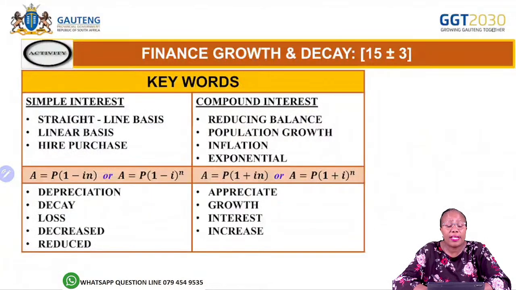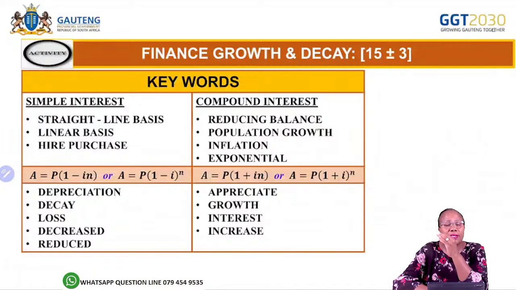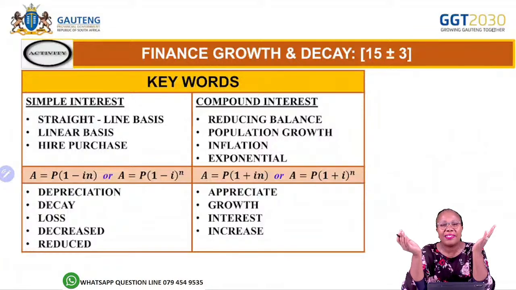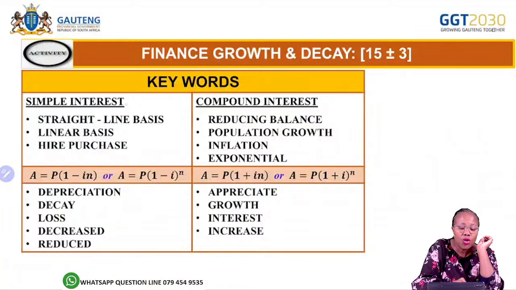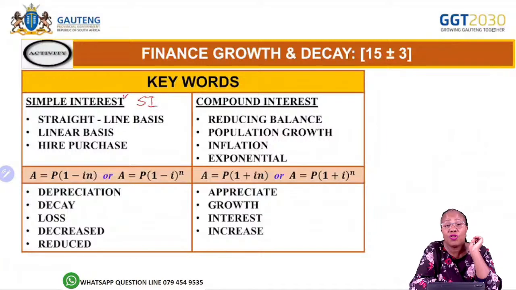And now under finance and growth and decay, we have keywords that can guide you, grade 12, because when you read a statement, it's very difficult to decide whether you are taking a simple interest or a compound interest formula. That's the first thing that you need to do. Identify the correct formula before you can start your calculations. So if you are on a statement that needs simple interest application, you look for the following keywords. You look for simple interest itself. You look for SI, which is the abbreviation of simple interest.